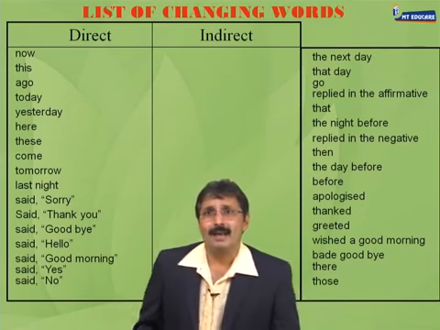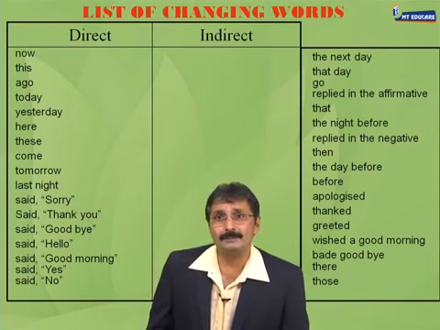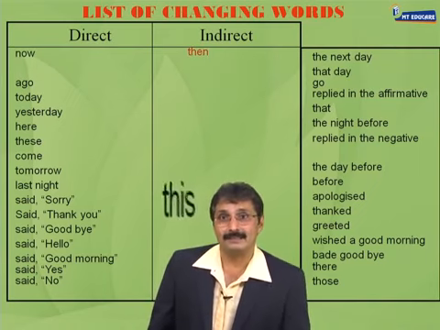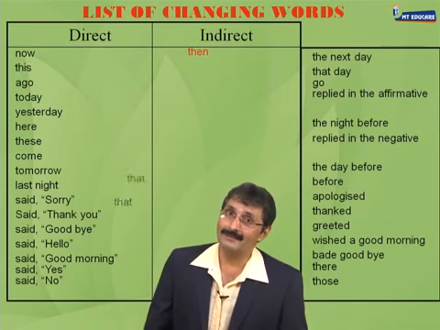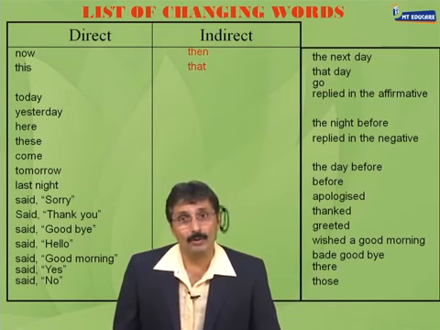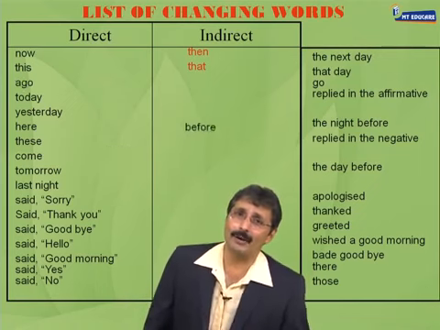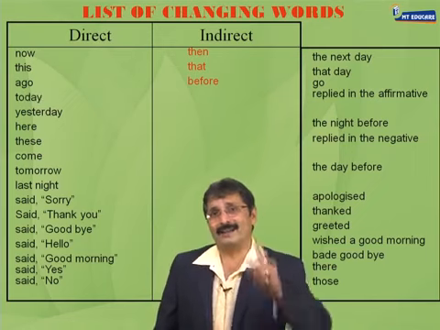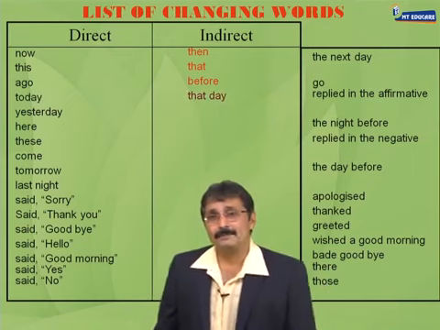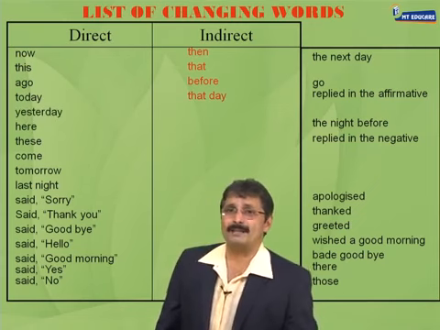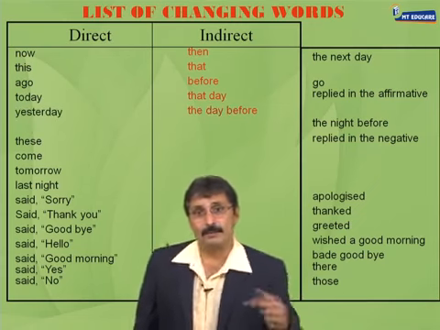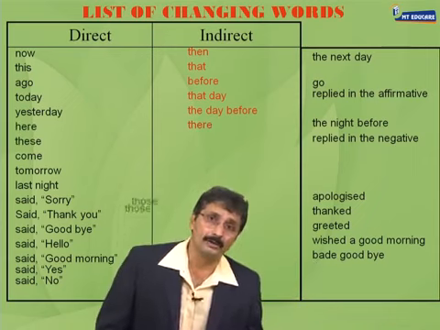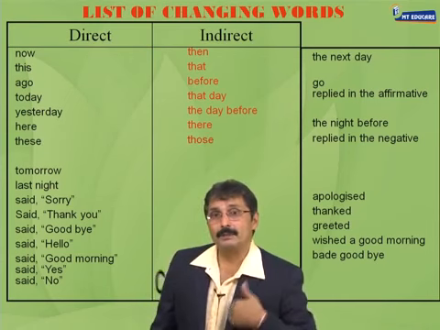For example, direct speech mein now, toh indirect speech mein kya ban jaata hai woh? It becomes then. Direct speech mein this, indirect speech mein that. Direct speech mein ago, toh indirect speech mein ban jaata hai wahi word before. Direct speech mein today, indirect speech mein that day. Yesterday becomes the day before. Here becomes there. These becomes those. Come becomes go.